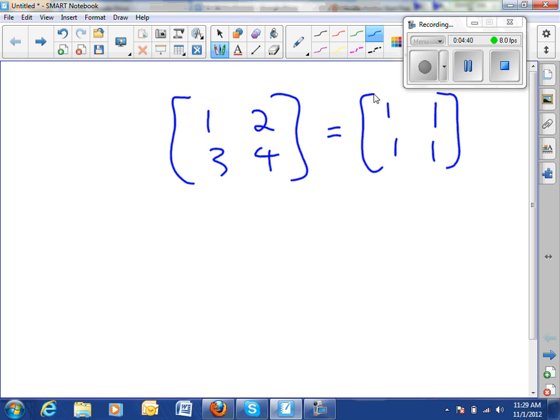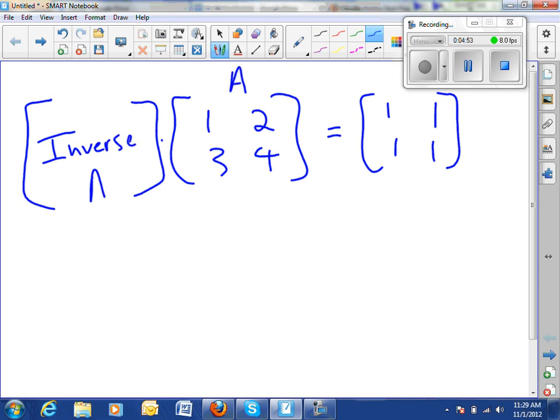Okay, so I need to find a matrix, and we'll call that the inverse of A. This is matrix A, and we also write that as A with a -1 exponent. That's understood to mean inverse. Now, you said this is the multiplicative identity. What is it about this matrix 1, 1, 1, 1 that makes it an identity matrix?